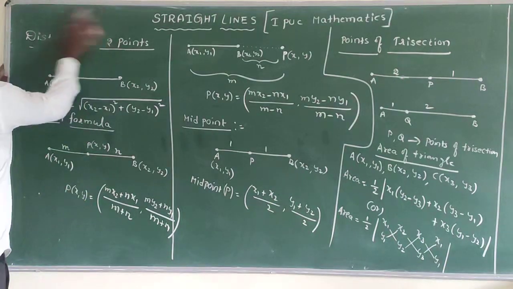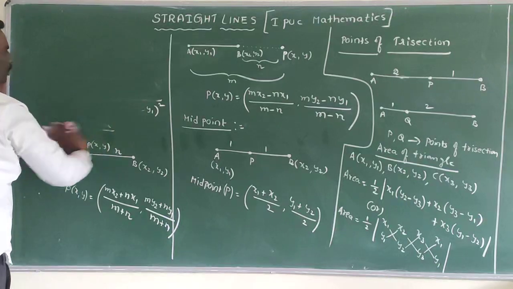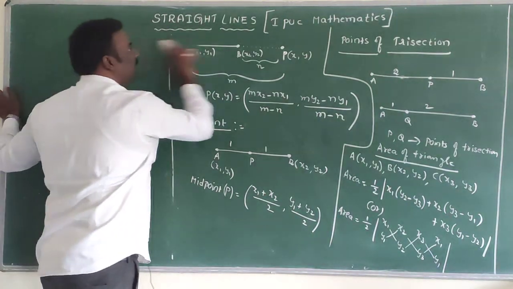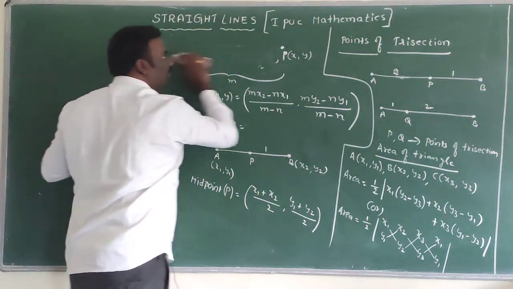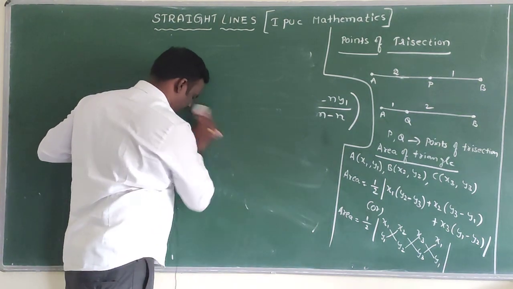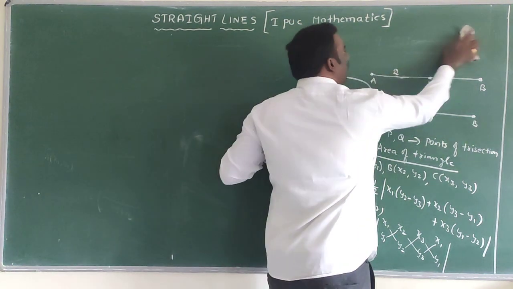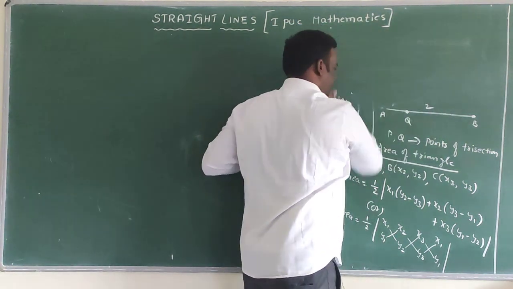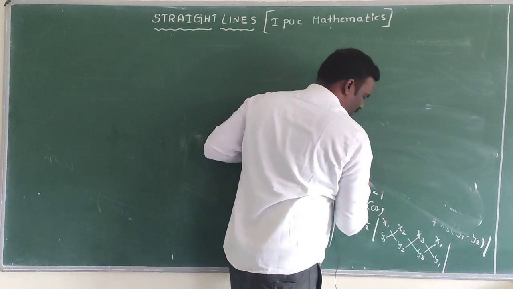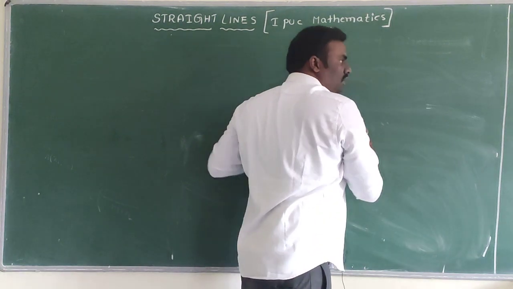Okay, so these are the concepts required in coordinate geometry. Now I will start the concepts of straight lines. What is meant by a straight line, what is meant by slope, how to find the slope of a straight line, and what are the different forms of a straight line. I will explain all these in this chapter.